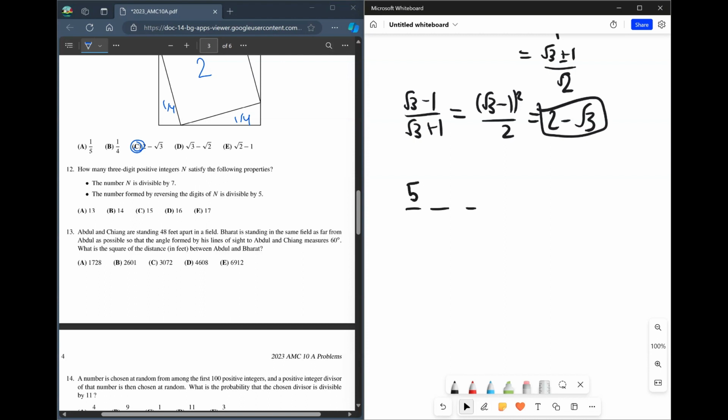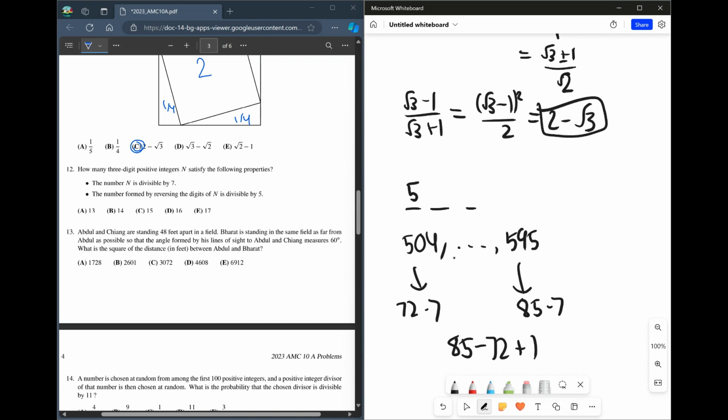And now we must have n divisible by 7. So that means we must find the number of 3-digit numbers that start with 5 and are divisible by 7. The numbers are 504 all the way to 595. That's 72 times 7 up to 85 times 7. And therefore, our answer is 85 minus 72 plus 1, which is 14.